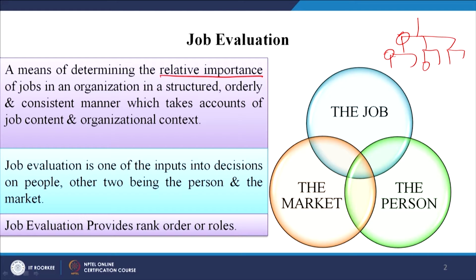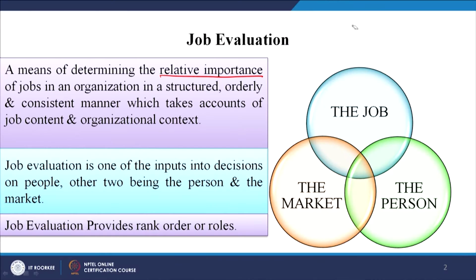Now, this particular job will have a particular content. Therefore, whenever we talk about these different job positions, we have to take care of how these jobs are important in a structured way and in a relevant manner. It is not only important in the context of the organization structure, but also in the context of the organization.